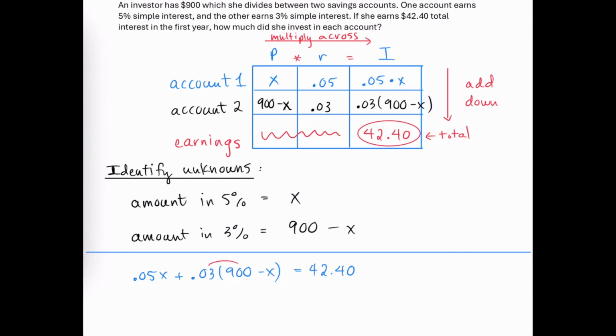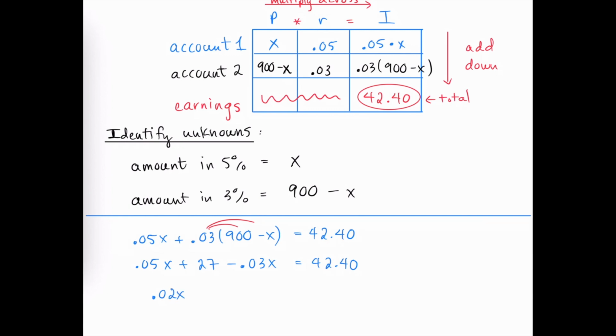To solve this linear equation, we're going to simplify the left-hand side as much as possible by distributing the 0.03 into the parentheses. 0.03 times 900 is 27, 0.03 times negative x is negative 0.03x, and we're still equal to 42.40 on the other side. Now we're going to combine like terms, so we have 0.02x plus 27 is equal to 42.40. We then subtract 27 from both sides to get 0.02x is equal to 15.4.